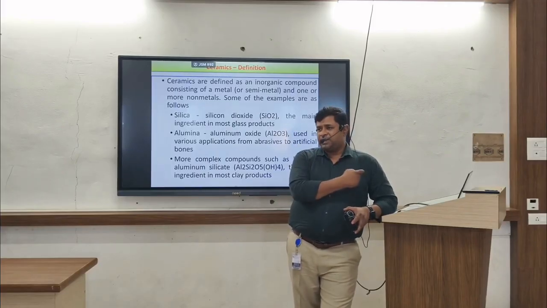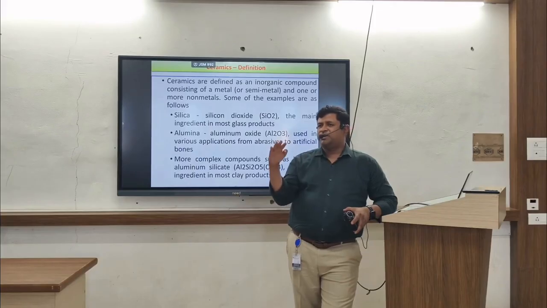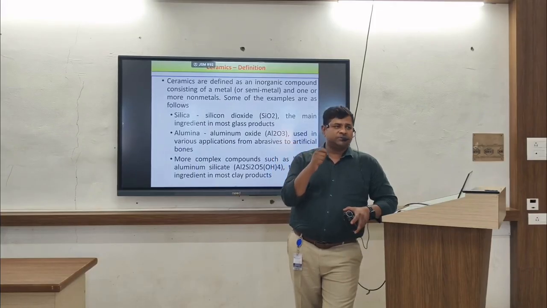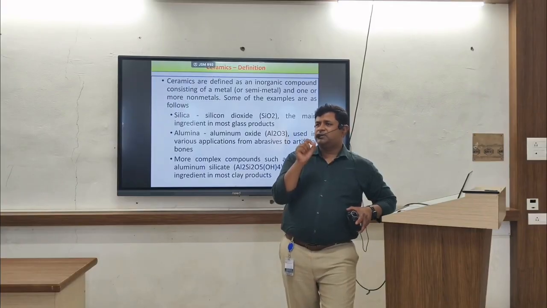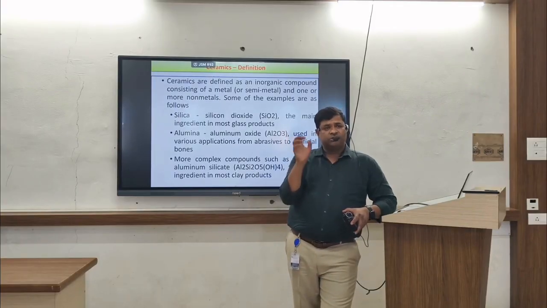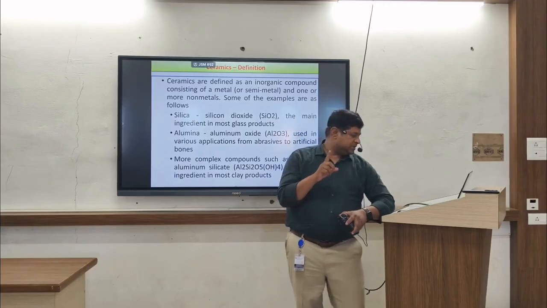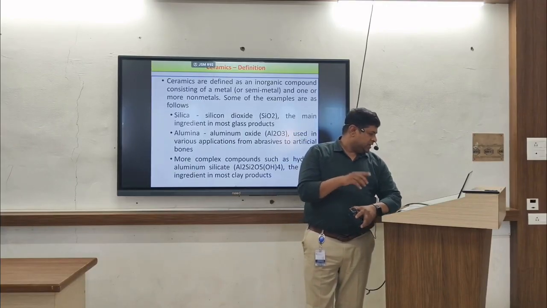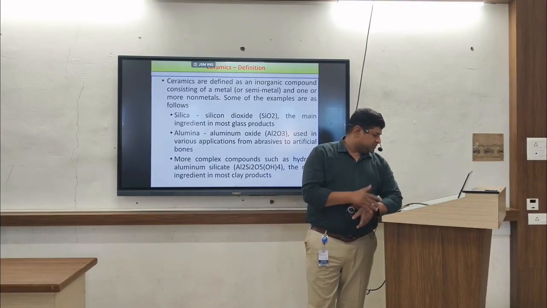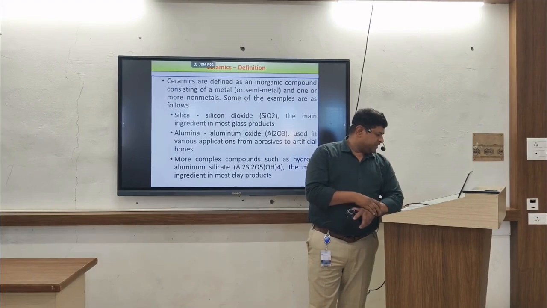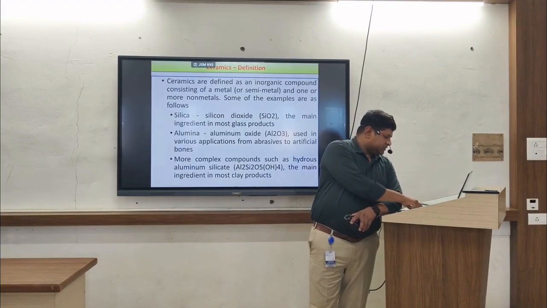So, why is fine polishing happening? Because these alumina particles are very hard and strong. They will remove the material from the surface and you will have the polishing of the steel like a mirror image. You can see your face in that surface if you do the fine or final polishing with the help of these alumina particles. So that's why they are abrasive in nature, and more complex compounds such as hydrous aluminum silicate are the main ingredient in most of the clay products.